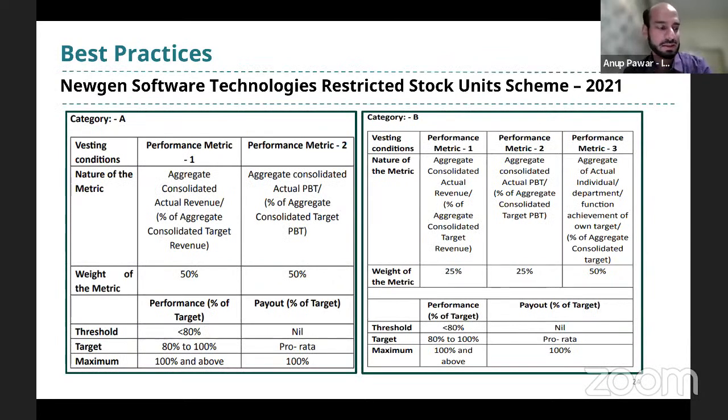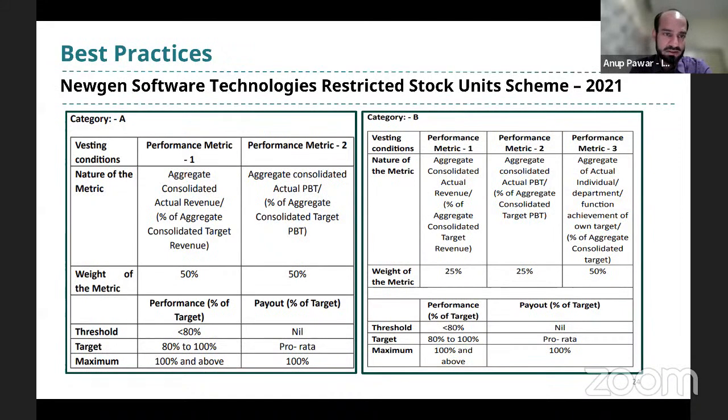So some of these examples, now this was a small company. I thought maybe I'll put some examples so that it's very practical for you to understand how you can approach stock options, etc., and how our thought process around this has been. This is Newgen Software Technologies. Again, fairly small, but look at the amount of detail that they put in when it came to vesting conditions.